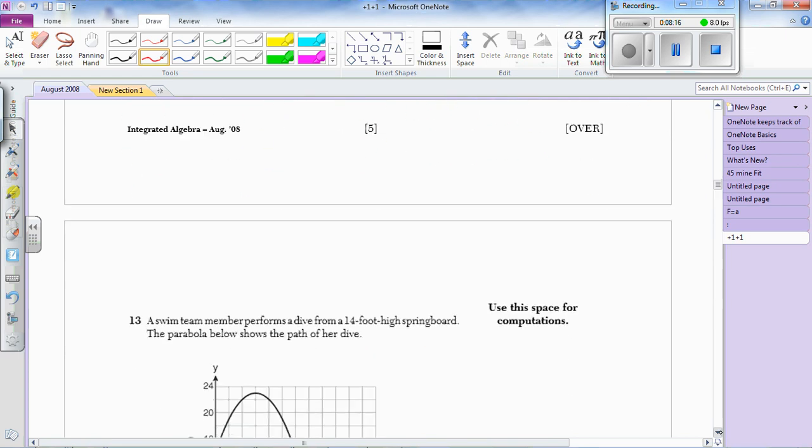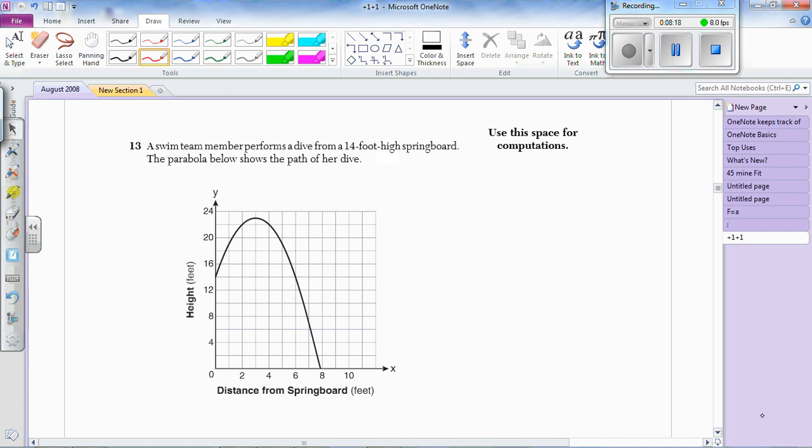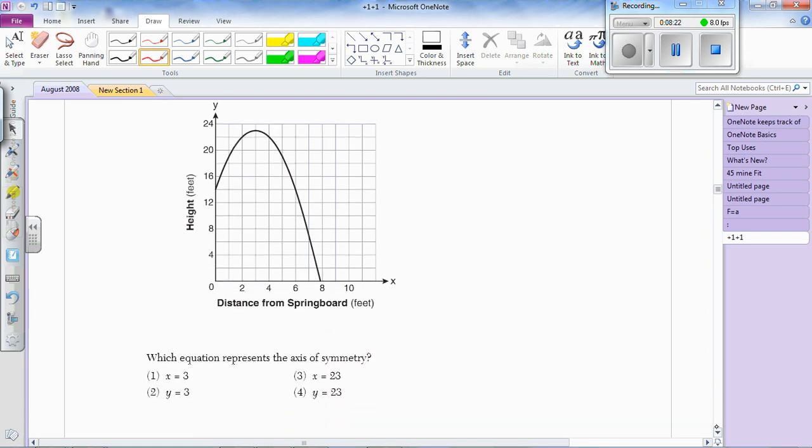Going on to 13. A swim team member dives. That's a parabola. Which equation represents the axis of symmetry? First of all, the axis of symmetry equation is x equals negative b over 2a. So I know it's got to be x equals. If I draw my line straight down through the parabola, it is x equals 3.